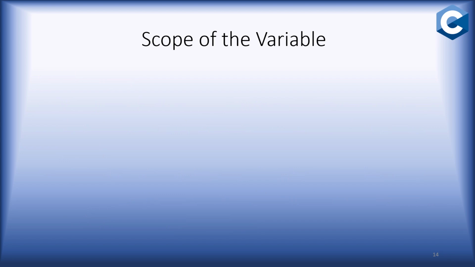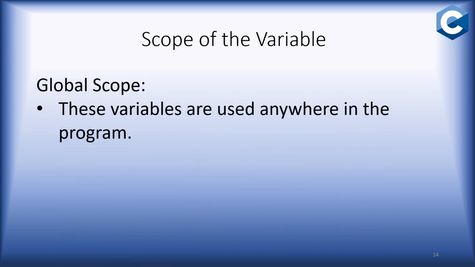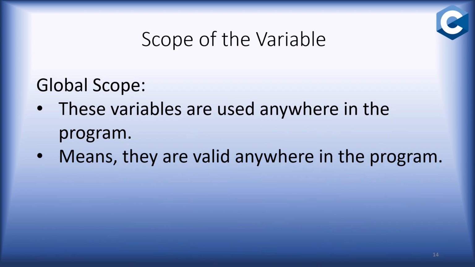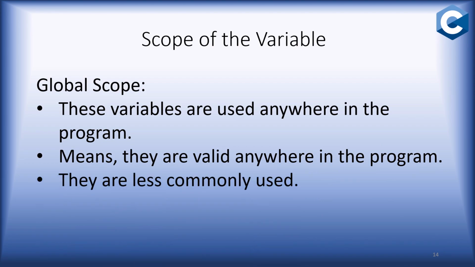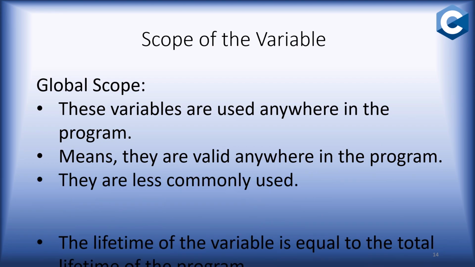Now let us talk about the global scope of a variable. Global scope means that the variable can be used throughout the code. This means that they are valid anywhere in the given program. The lifetime of a global variable is equal to the lifetime of the program.